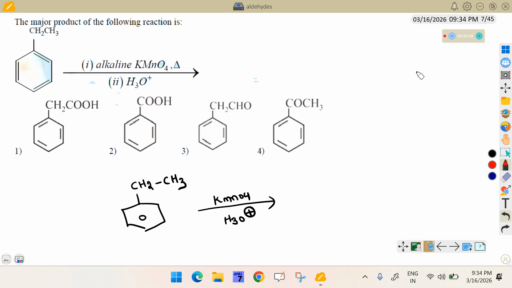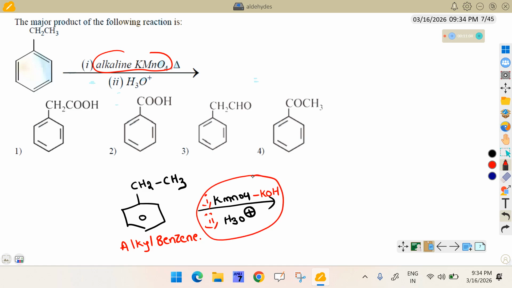Next question. Alkyl benzene reacts with alkaline KMnO4. This is also, according to NCERT, nothing but KMnO4 KOH, which on further hydrolysis. When KMnO4 KOH is present, side chain oxidation takes place.